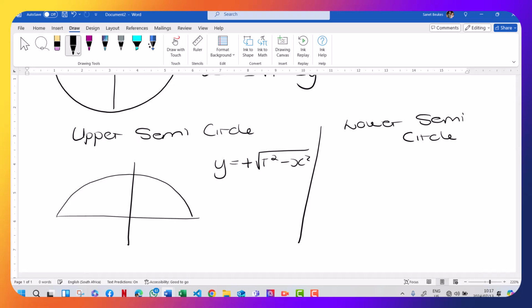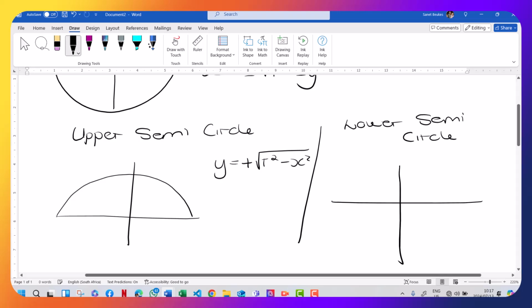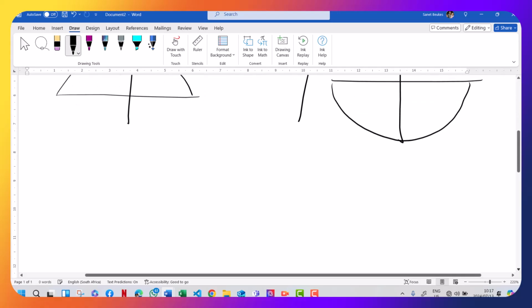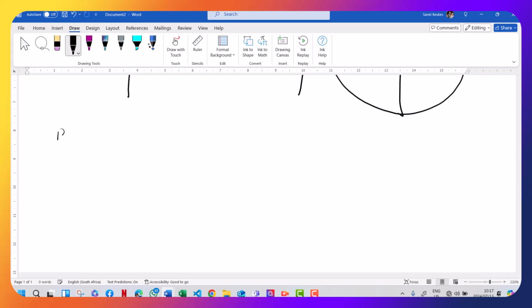Your lower semicircle is the opposite of that one. It's going to look like this. Y is still the subject, but now there's a negative in front of your square root radius squared minus x squared. Then you're going to have your right semicircle.